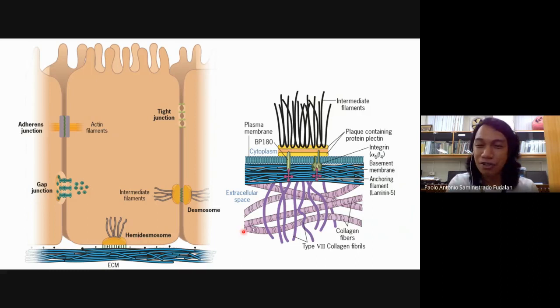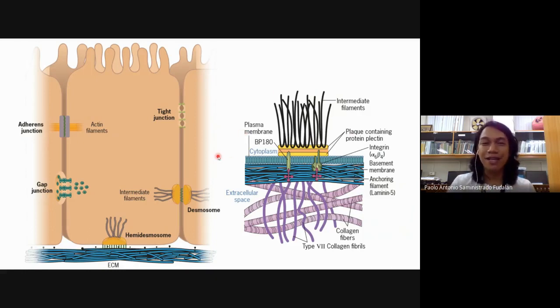Right. And you notice here what is being attached to the hemidesmosome. You have the integrins here, the green, attached to the laminin in the basement membrane. And you have here in blue the type 4 collagen. Type 4 collagen. Okay, so that's for the hemidesmosome.